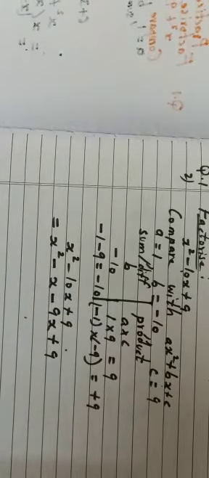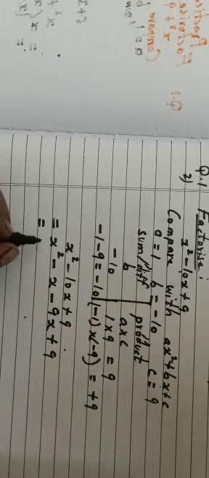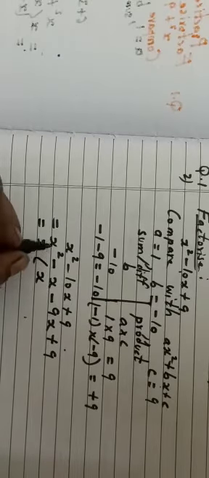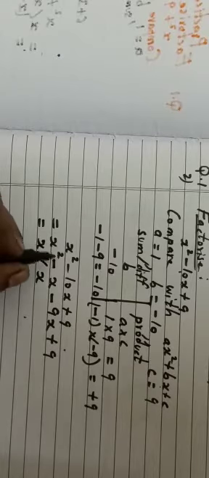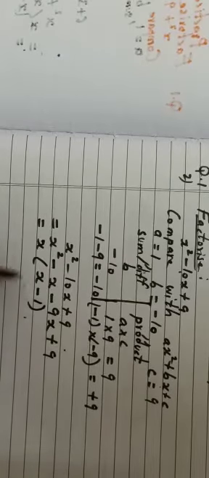So now, from these two, what is common? x is common. So what will remain? Here 1x is already taken out. So x square means 1x will be inside. This x is outside, so 1 will come here. x into x, x square, minus x into 1, x.